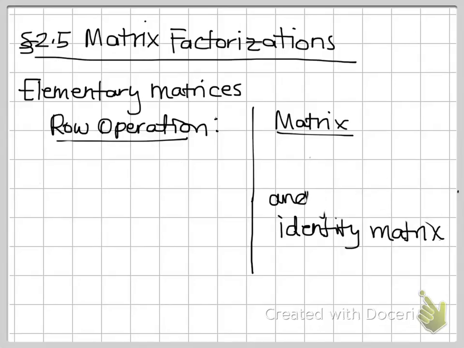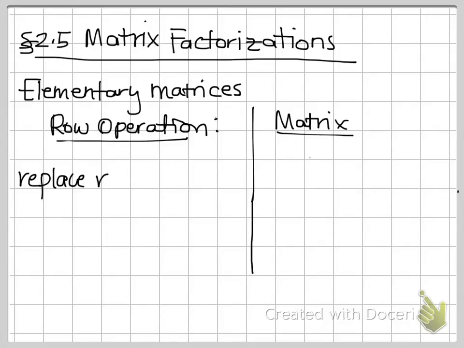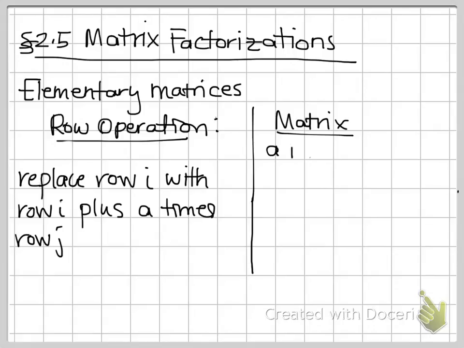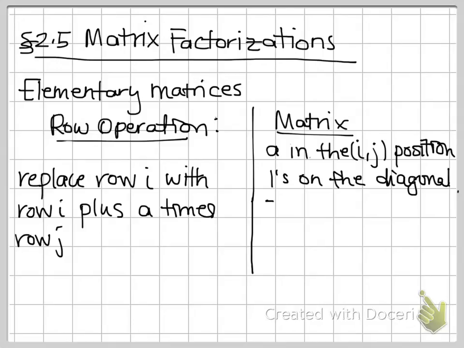The last row operation we look at is replacement. We can replace row i with row i plus a multiple of row j. The matrix that does that has an a in the ij position, ones on the diagonal, and zeros everywhere else. Now these are the ones that we're going to focus on to find our LU factorization.